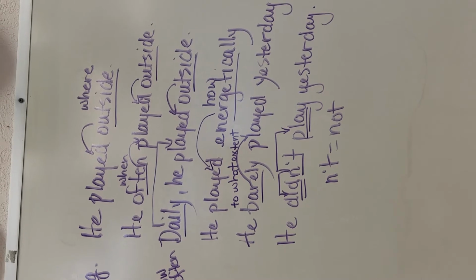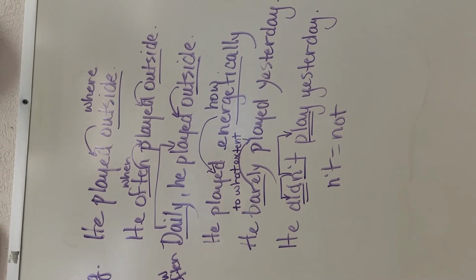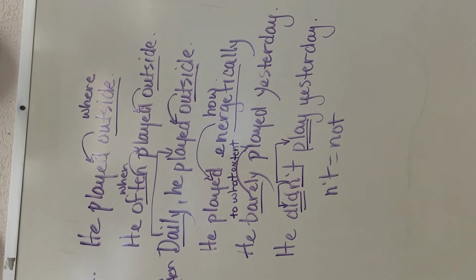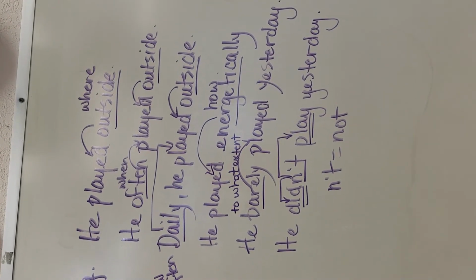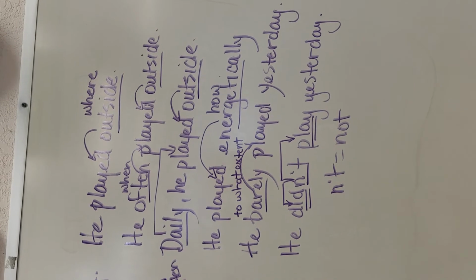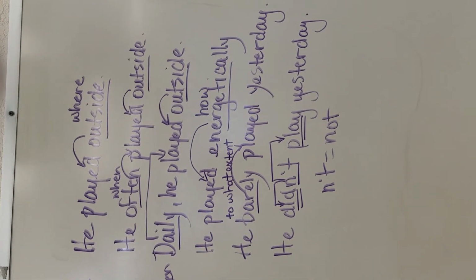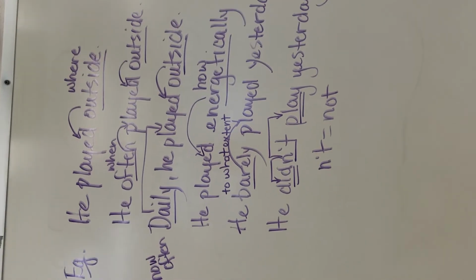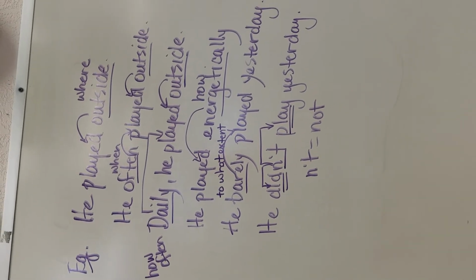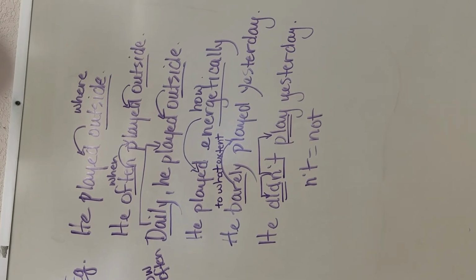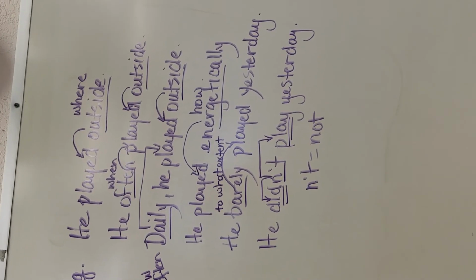Next one, he often played outside. He played when? Often. Notice this one is coming in front of the verb. As well, we can have a verb after. The third example, daily, he played outside. He played how often? Daily. He played daily. The fourth example, he played energetically. Here it is after the verb.